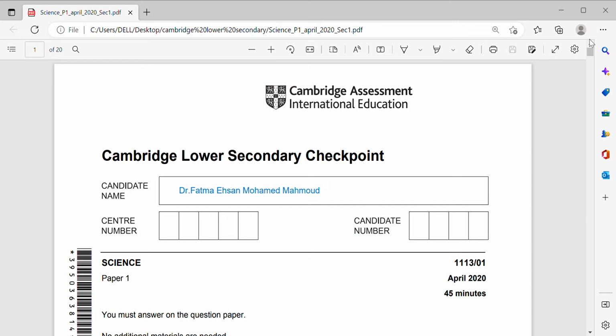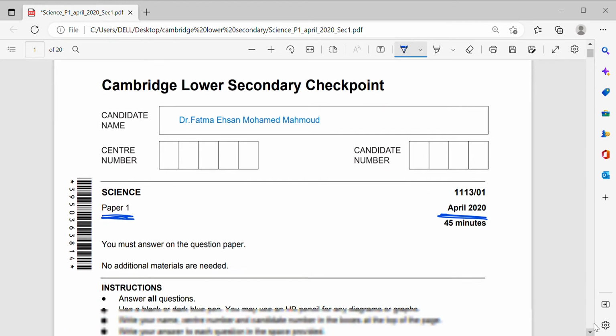Today we are going to solve Cambridge Lower Secondary Checkpoint April 2020. هنحل مع بعض paper 1. Question number 1.